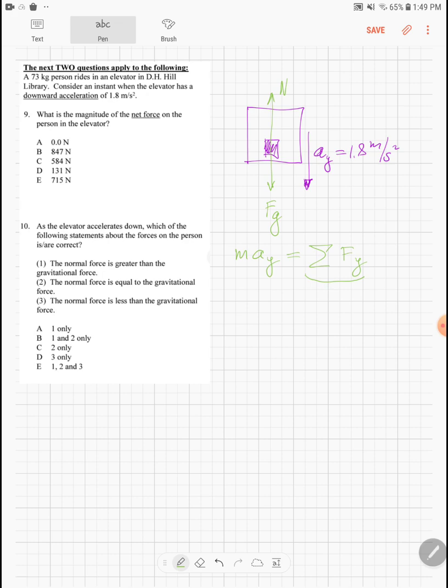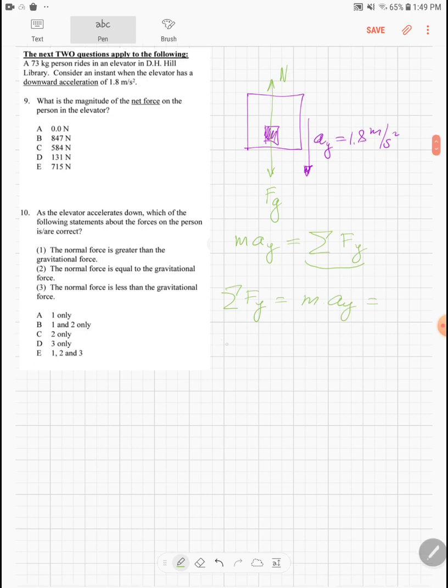We know the acceleration a_y on the left hand side, and we know the mass. So in principle, we don't need to define the normal force to find the net force right now. All we need to do is compute mass times the acceleration in the y direction, and this will give us the net force in the y direction. So let me rewrite this equation: the net force in the y direction will be mass times the acceleration in the y direction.